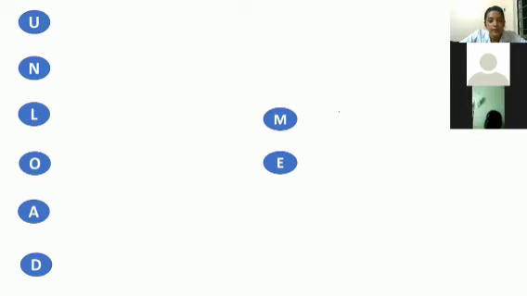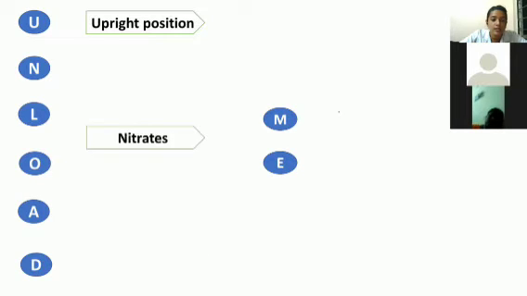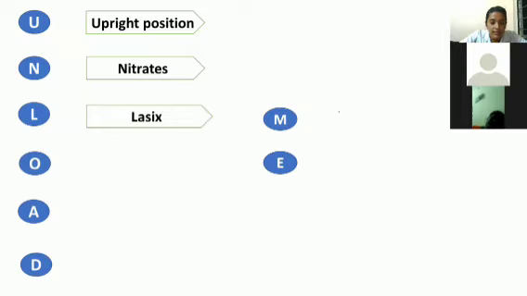Then medical management, this is one of the important parts in heart failure. In that, there is a mnemonic, that is UNLOAD ME. What is U? That is upright position. Upright position is for relieving dyspnea, or breathing difficulty, in the patients. Nitrates or nitroglycerin. Then Lasix, it is a loop diuretic.